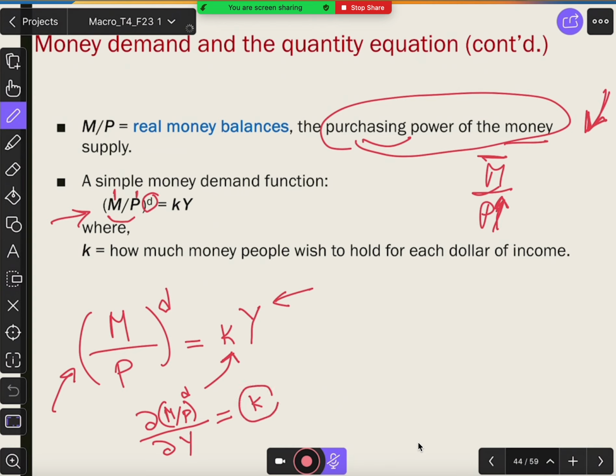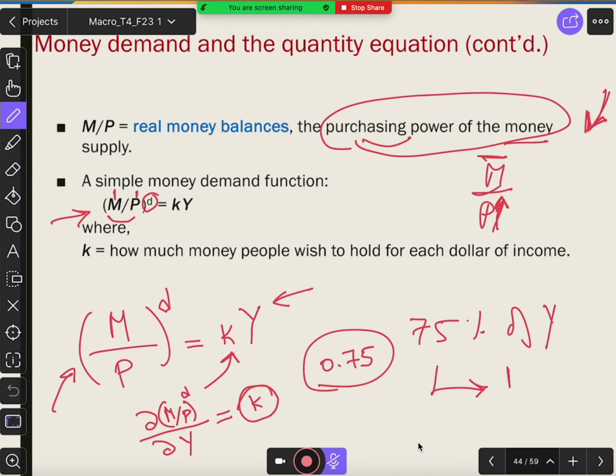So k is a coefficient. For example, if k is 0.75, then this means that 75% of the nominal GDP is allocated to the real demand for money. It's an important coefficient, and this is basically a parameter. It's unitless, so you can think of it as just a fraction. It's not presented in terms of dollars or something.